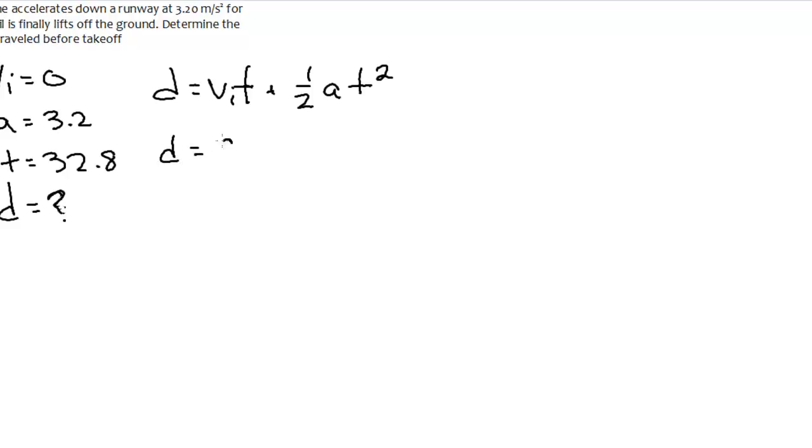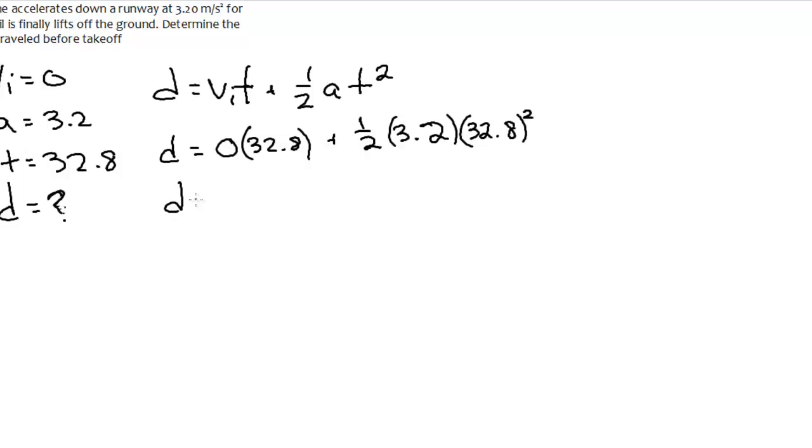The initial velocity was 0. The time was 32.8 plus 1/2 A, which was 3.2, times T squared, so that's 32.8 squared. All right, D still unknown, the 0 is going to turn into 0 for everything over here.